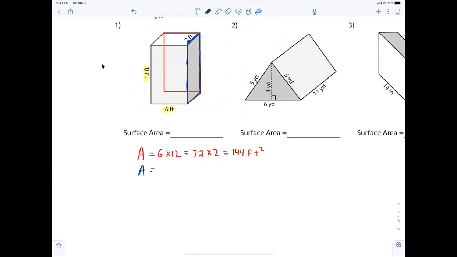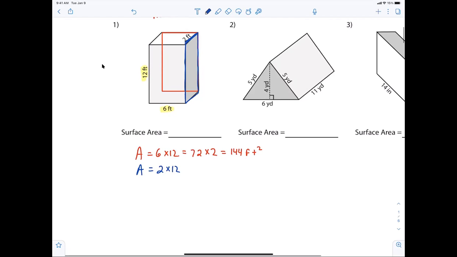So the area of the side wall is 2 by 12. Now, if you look carefully, does everybody agree the wall on the right is the same as the wall on the left? So this wall right here is exactly the same as this wall right here. Yes. So that's why it's 2 times 12 times what? Times 2. Multiply that out for me, please. I think that should be 48 square feet.